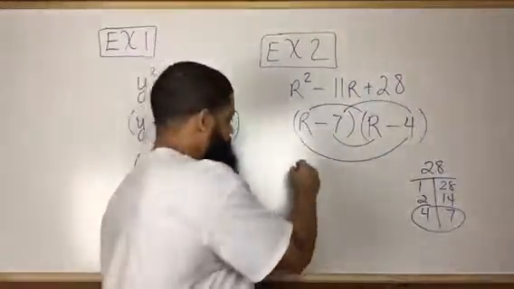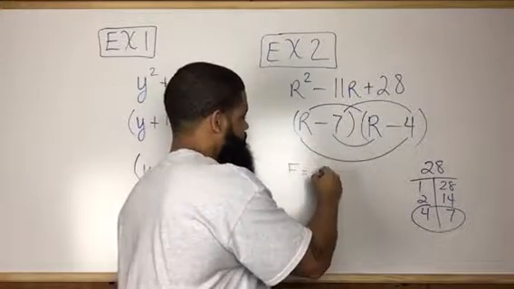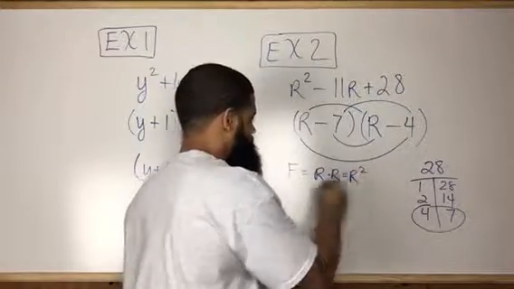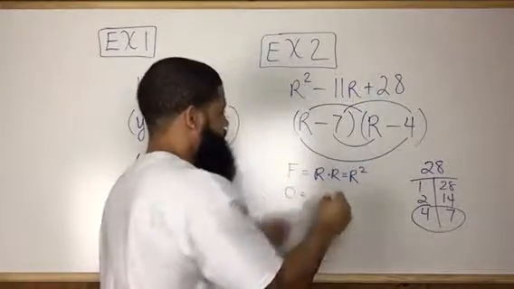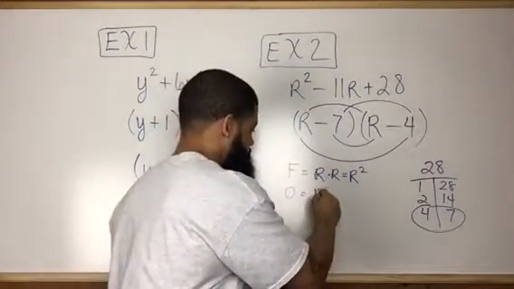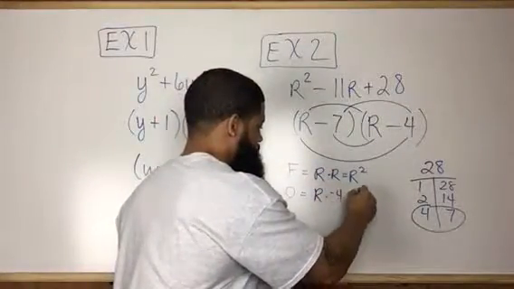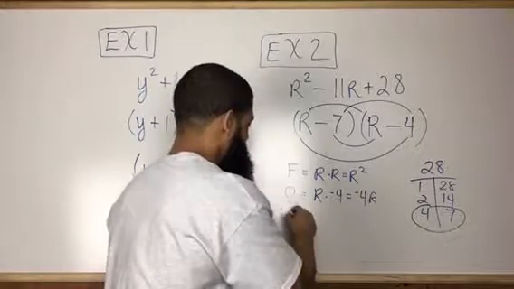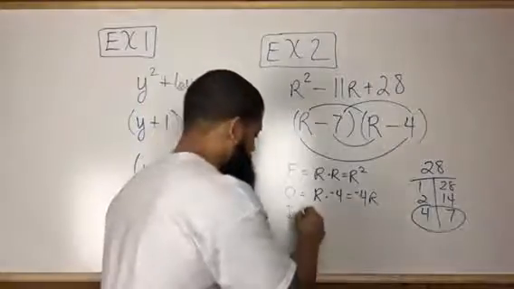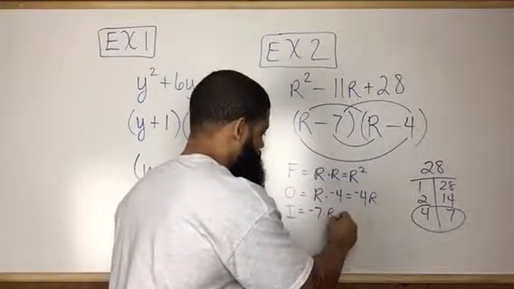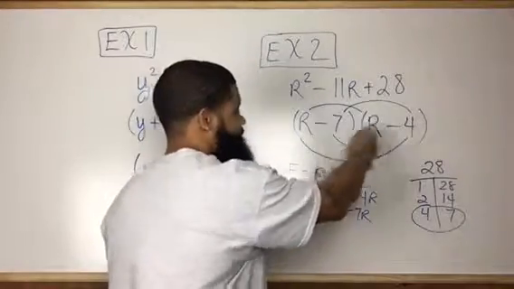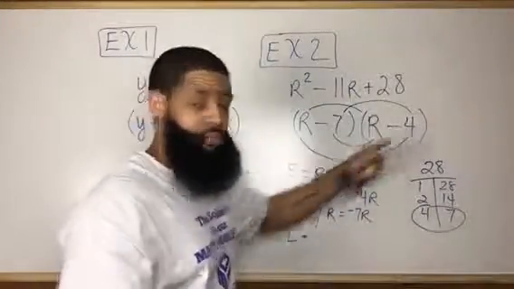When I do first, I'm doing r times r, which gives me r squared. Outside, I'm doing the two outside terms, so r times negative 4 equals negative 4r. Inside, I'm doing the two middle terms, so negative 7 times r gives me negative 7r. And then last, I'm doing the last term in each parenthesis, so negative 7 times negative 4.